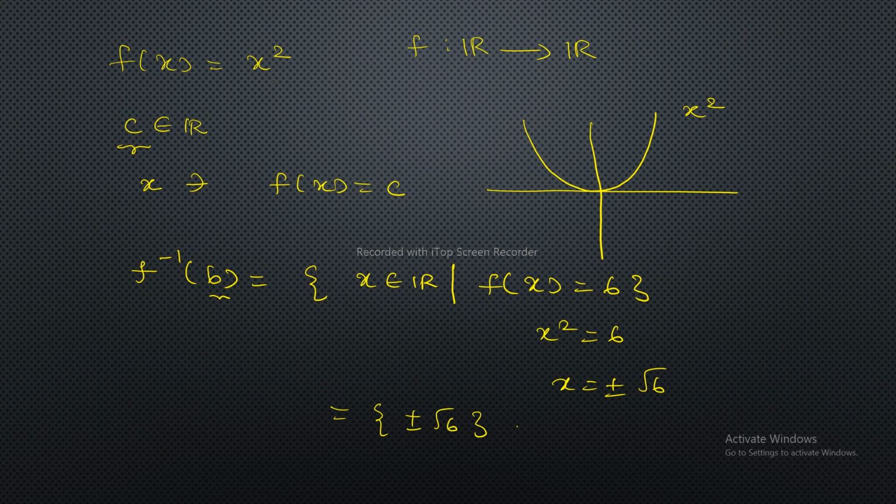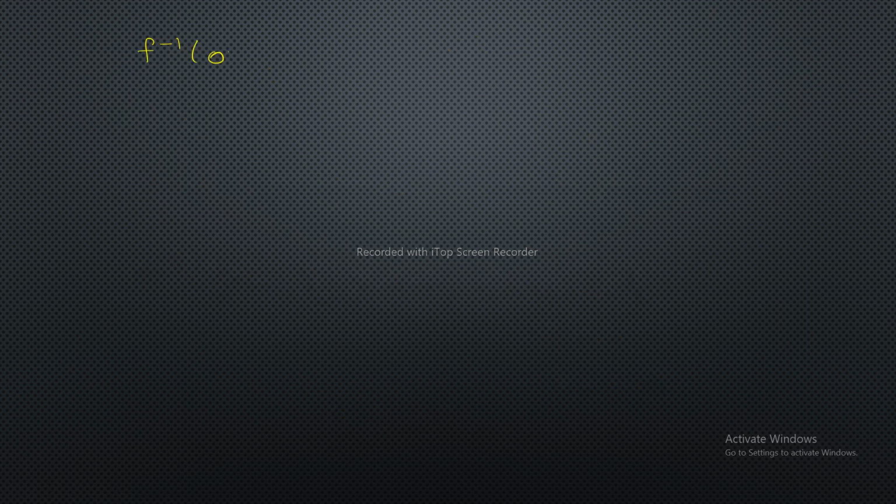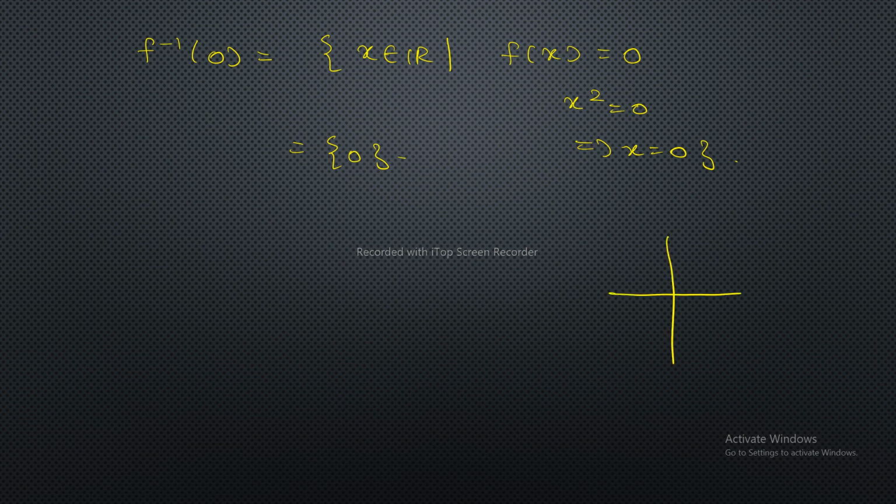And what is f inverse of 0? Collect all those x such that f(x) is equal to 0. That is x squared equal to 0, which implies x is equal to 0. Hence this is the singleton {0}. So at 0 you have the singleton 0. Height 6 will be like here, so at height 6 you had plus root 6 and minus root 6.